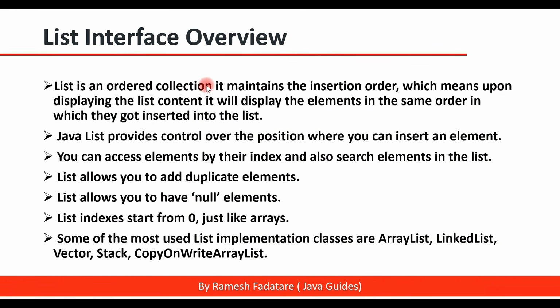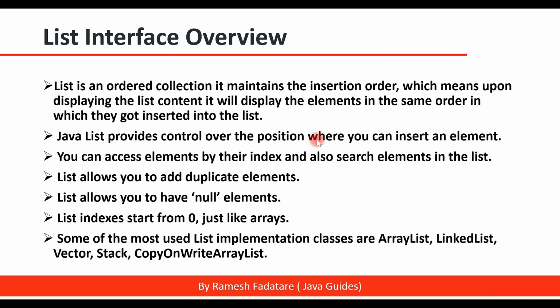List is an ordered collection. It maintains the insertion order, which means upon displaying the list content, it will display the elements in the same order in which they got inserted into the list. So list is an ordered collection. It is also called a sequence, and it maintains the insertion order. Okay, and list provides control over the position where you can insert an element. So list basically has an index. The list index starts from 0, just like arrays, and you can access elements by their index and also search elements in the list.